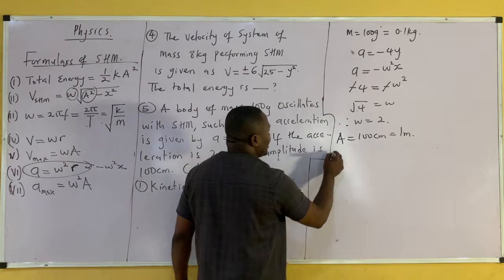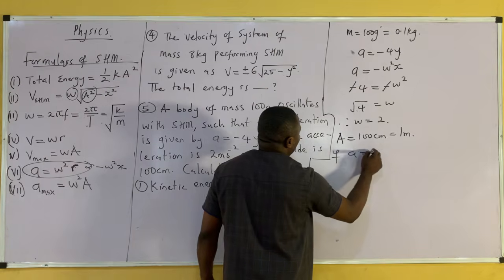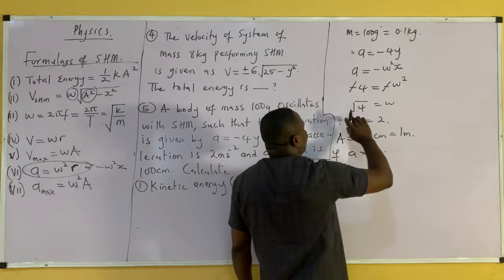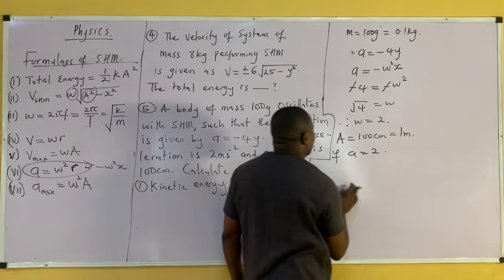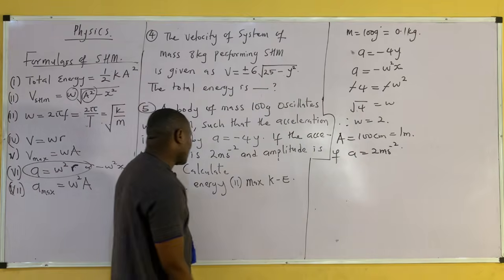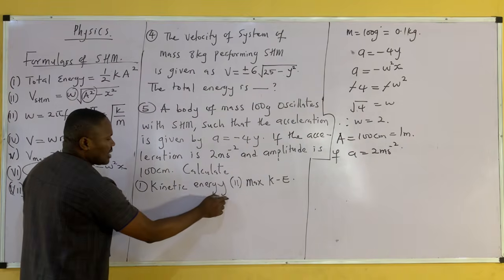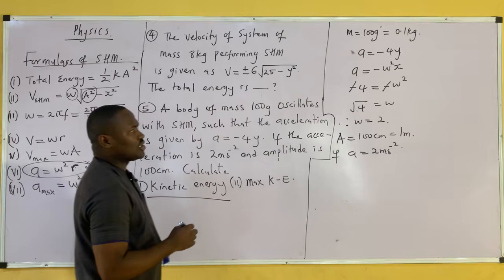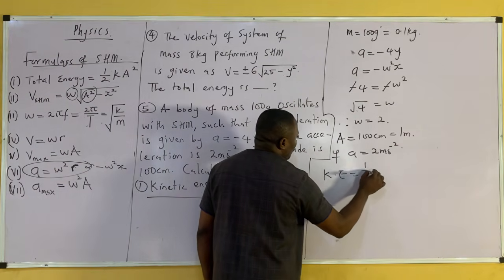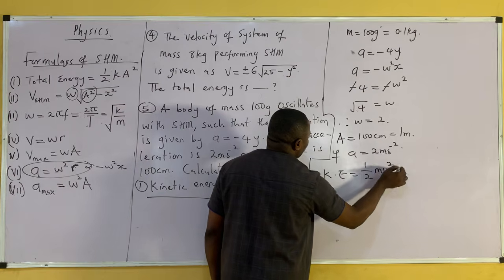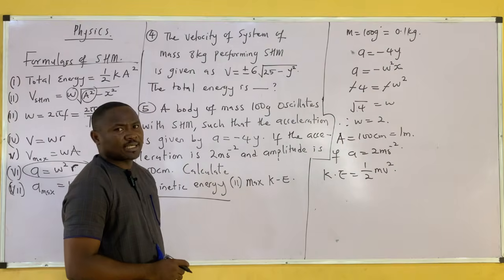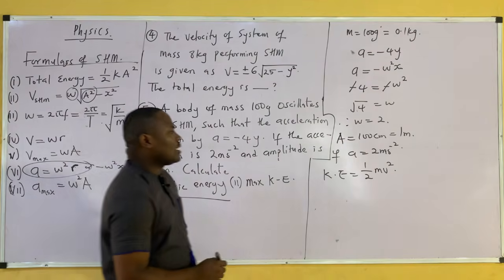If a equals 2, I can use it anytime, but let us just hold it as 2 meters per second squared. What's our first question? Our first question says calculate the kinetic energy. What's kinetic energy? Kinetic energy equals 1 over 2 mv squared. That's kinetic energy. Now, how will I solve?